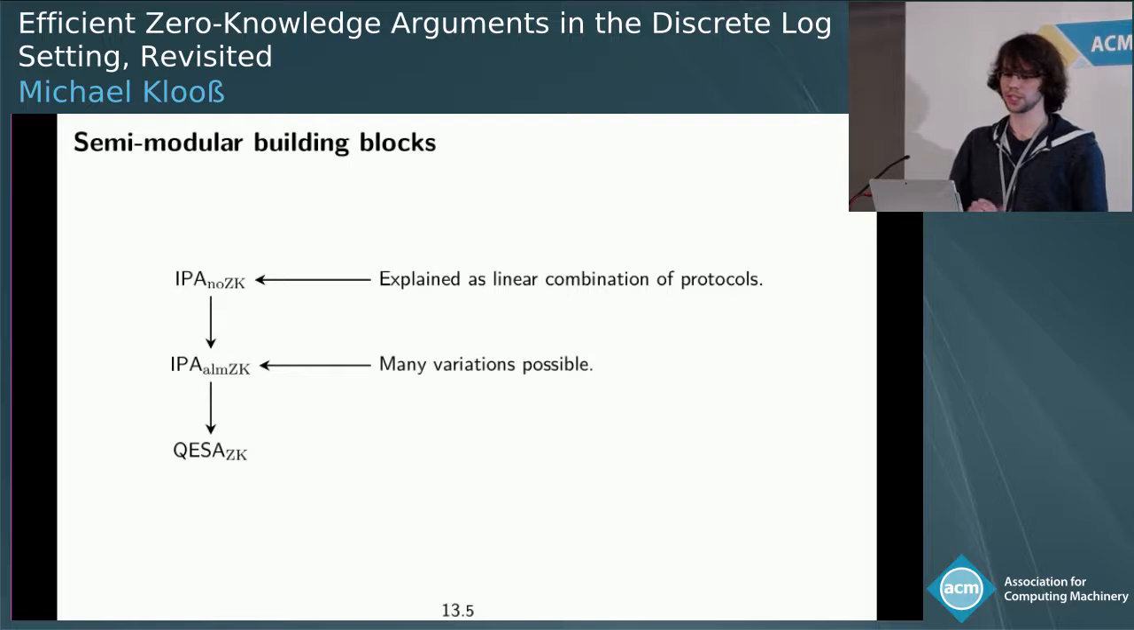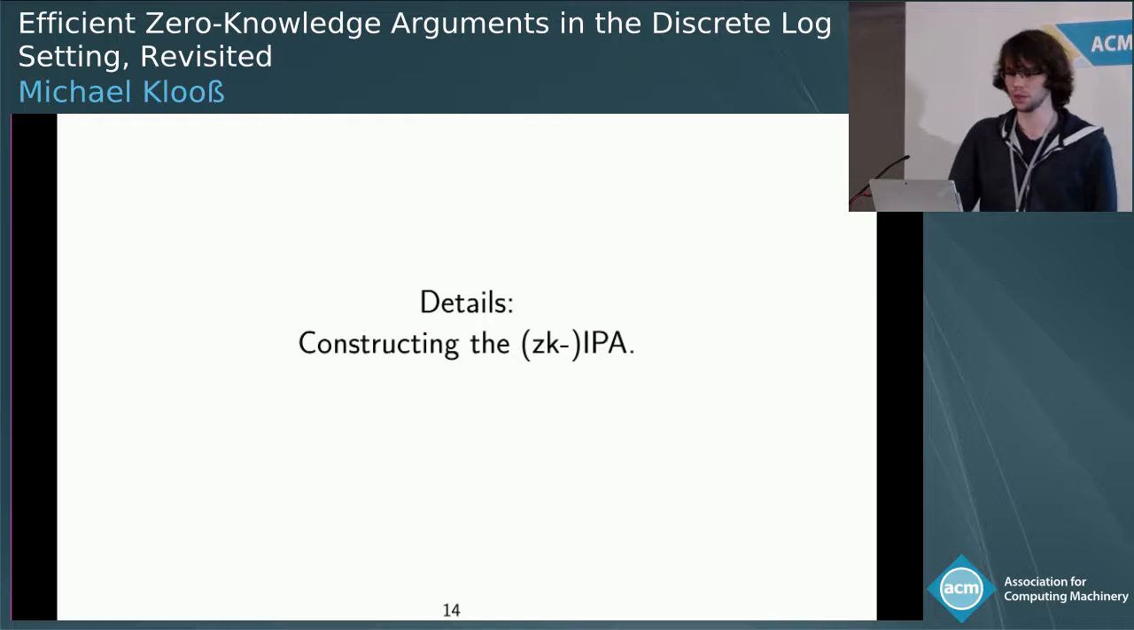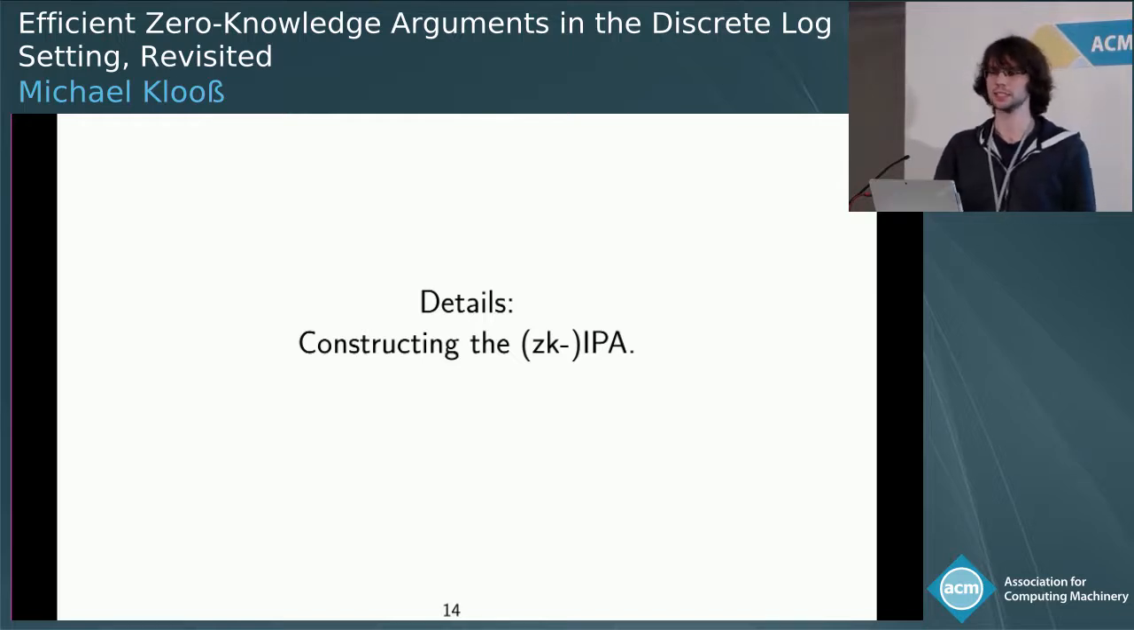And there are also many variations for this almost zero knowledge inner product argument. We just stopped at almost zero knowledge because it was the most efficient compilation we found, and we wanted to be competitive with bulletproofs. But you can probably get full zero knowledge if you accept an additional round or something like that. Okay, so now I come to some technical details.